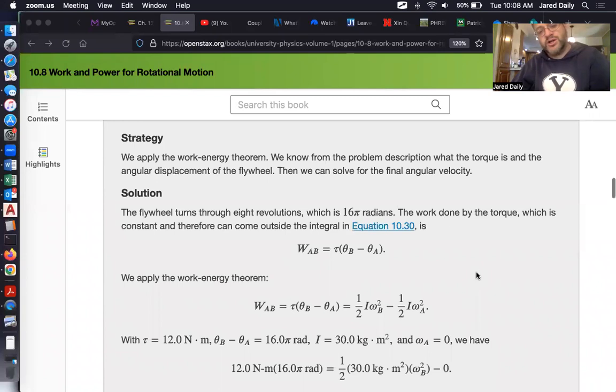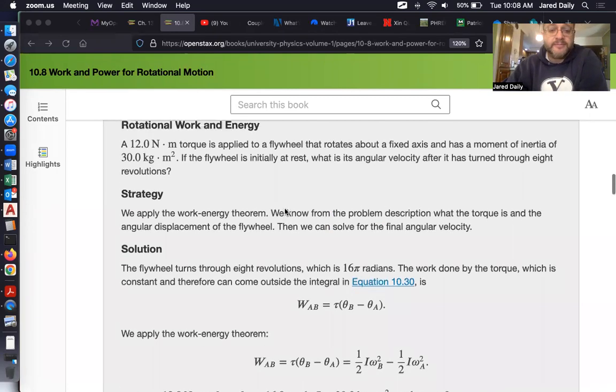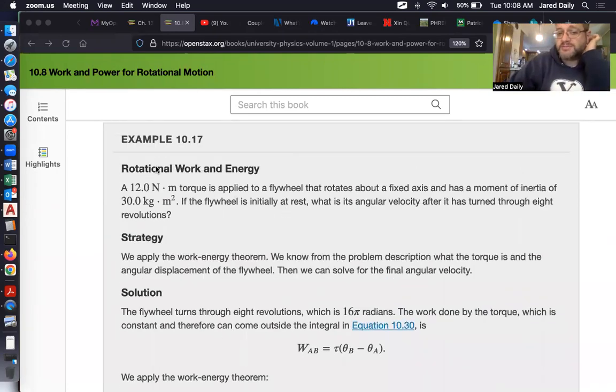So in this case, we're just going to use rotational kinetic energy. We're going to have some work that's going to cause some rotation through some angle. They tell us the torque that's being applied to a flywheel, the moment of inertia of that flywheel, and the initial angular velocity. They want us to calculate the final angular velocity. And they also tell us how much angle it's going to rotate through, 8 revolutions.